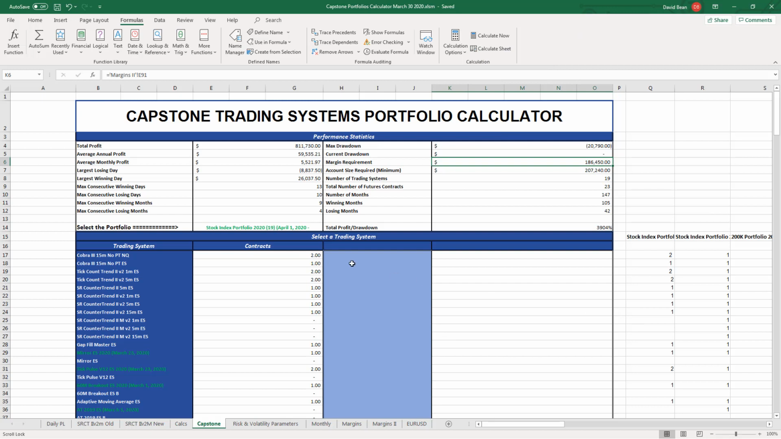So all right, that is the exact same strategy as before. 2 contracts on Cobra 3, E-mini NASDAQ, 2 on these 2 strategies, which haven't traded in a while because they trade only during low volatility or as volatility is decreasing. And Tick Pulse V12 now trades.